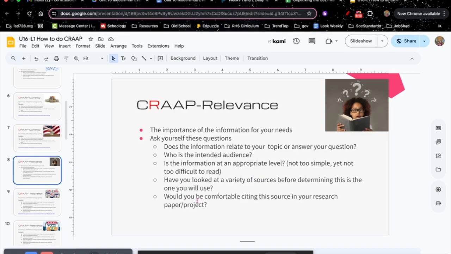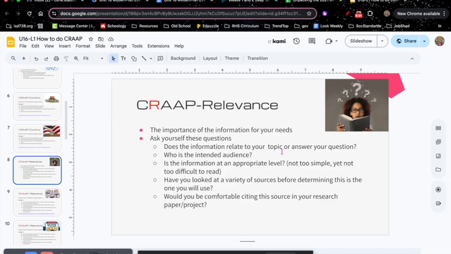So, relevance is the importance of the information for your needs. So ask yourself these questions. Does the information relate to your topic or answer your question? Who is the intended audience? Is the information at an appropriate level? So not too simple to read, yet not too difficult either.